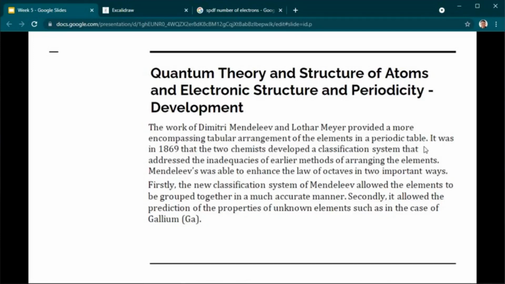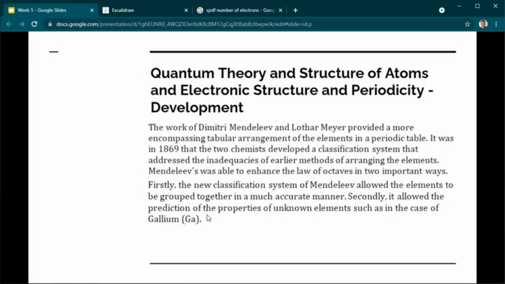The work of Dmitry Mendeleev and Lothar Meyer provided a more encompassing tabular arrangement of the elements in a periodic table. It was in 1869 that the two chemists developed a classification system that addressed the inadequacies of earlier methods of arranging the elements. Mendeleev was able to enhance the law of octaves in two important ways. Firstly, the new classification system of Mendeleev allowed the elements to be grouped together in a much more accurate manner.